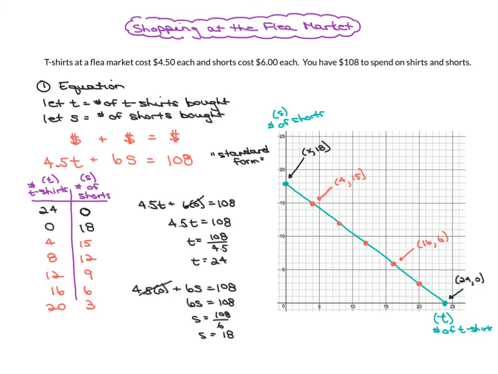Next, because this is a linear pattern, there must be a constant rate of change. Pause and calculate that constant rate of change.